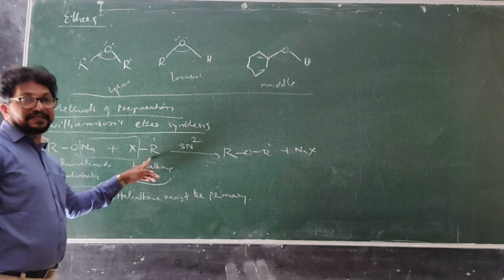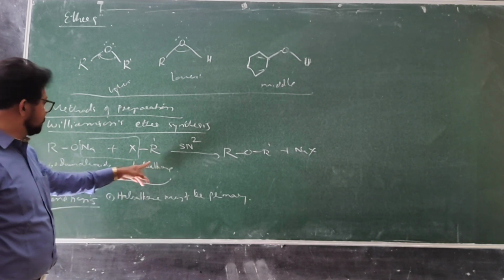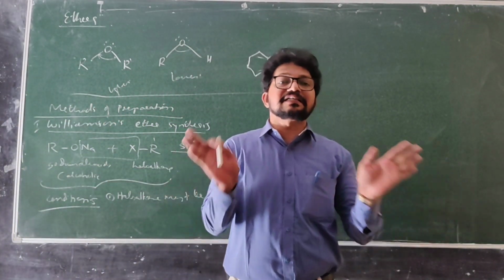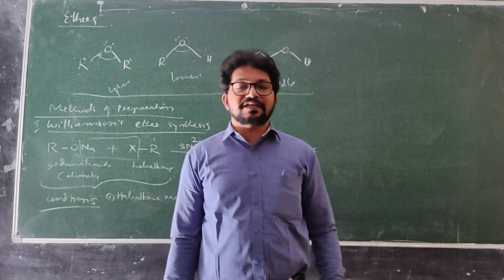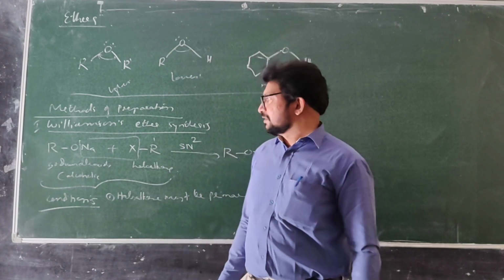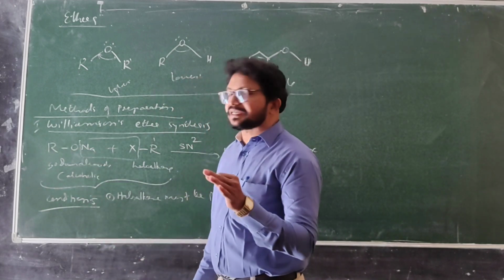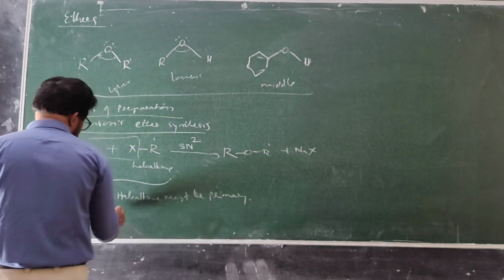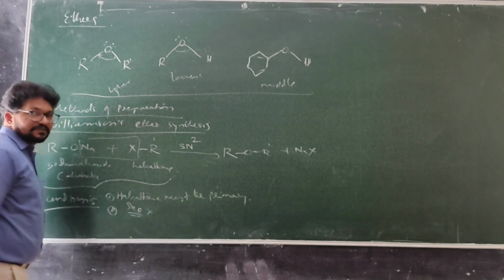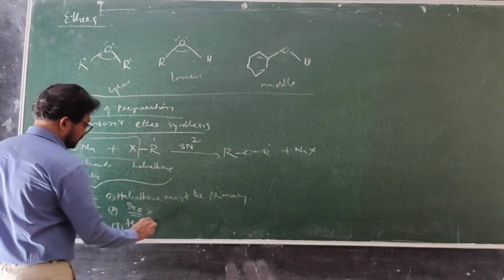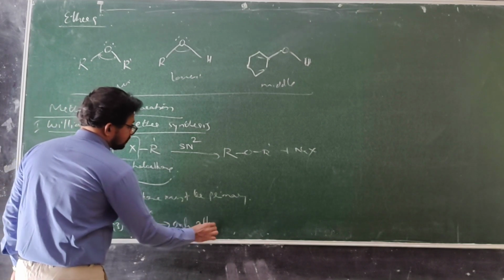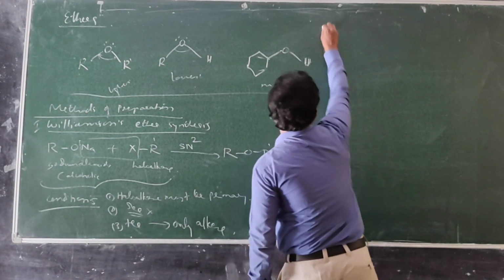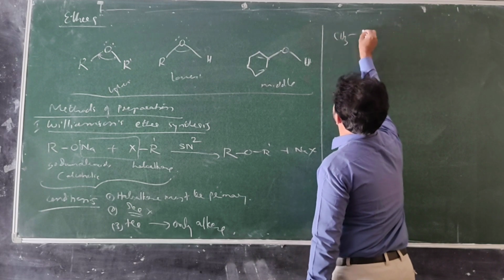Because if the alkyl halide is secondary or tertiary, alkoxide also acts as a base, and the elimination product, that is alkene, is also possible, which we have discussed under alkyl halides, beta elimination. Because this is also a base. So the condition for Williamson's ether synthesis is that the halide must be primary. If you use secondary, you will get a mixed product. If you use tertiary, only alkene is the product. Now someone is interested in preparing this ether. What to do?